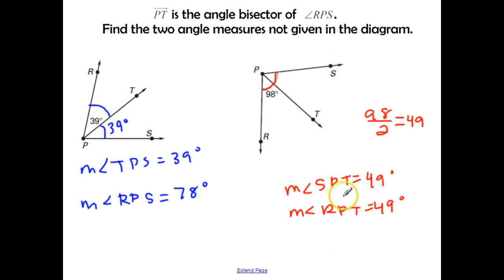Now if you wrote your two angles differently, you could have written this as the measure of angle TPS in the opposite order, or angle TPR in the opposite order. But remember, the vertex P has to stay in the middle.